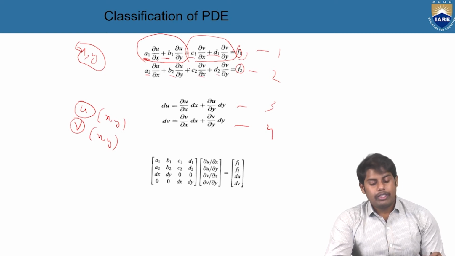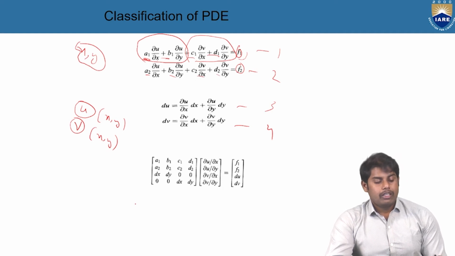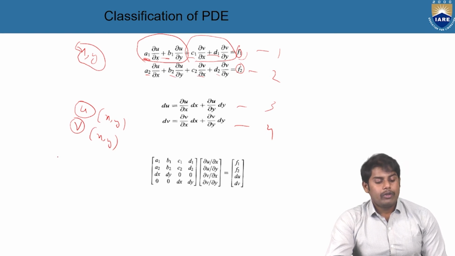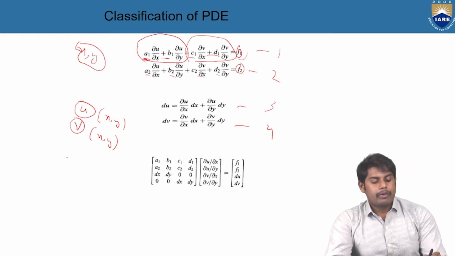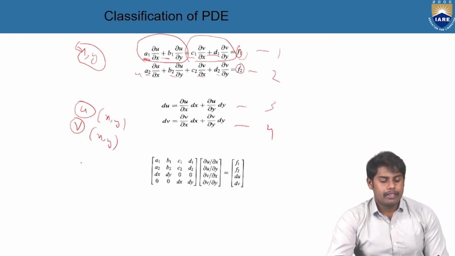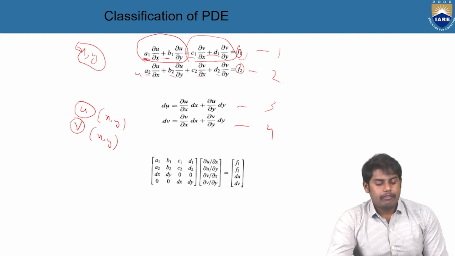So these two are quasi-linear partial differential equations. Quasi means that in the highest derivative terms it is linear. If a2 is something like u, if you replace a2 with u, then it is a non-linear PDE. Now let's see what the third and fourth equations are.